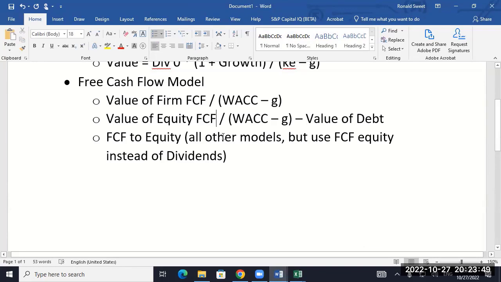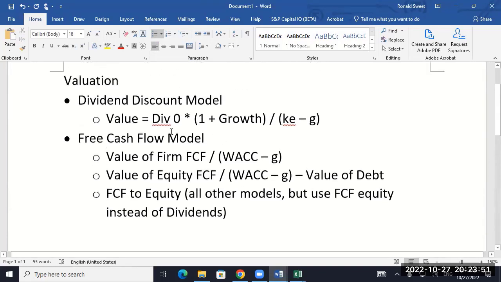So we're not going to use the free cash flow models. They're really not any different than the other models. It's just that you use WACC for your discount rate for the firm. For equity, you don't use WACC, you use KE. If you're using cash flow for equity, you use KE. If you're using cash flow of the firm, you use WACC. So that's the only thing.